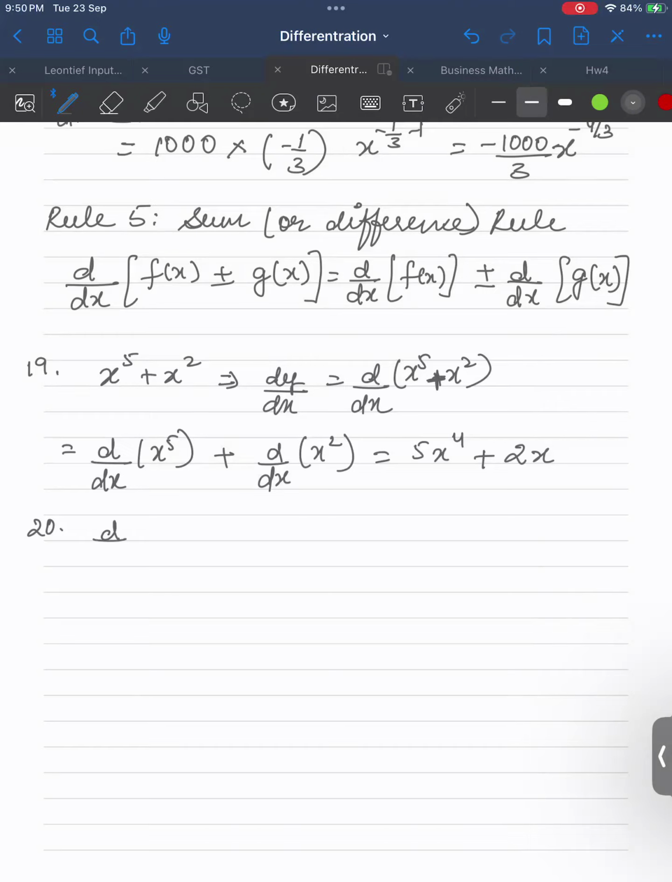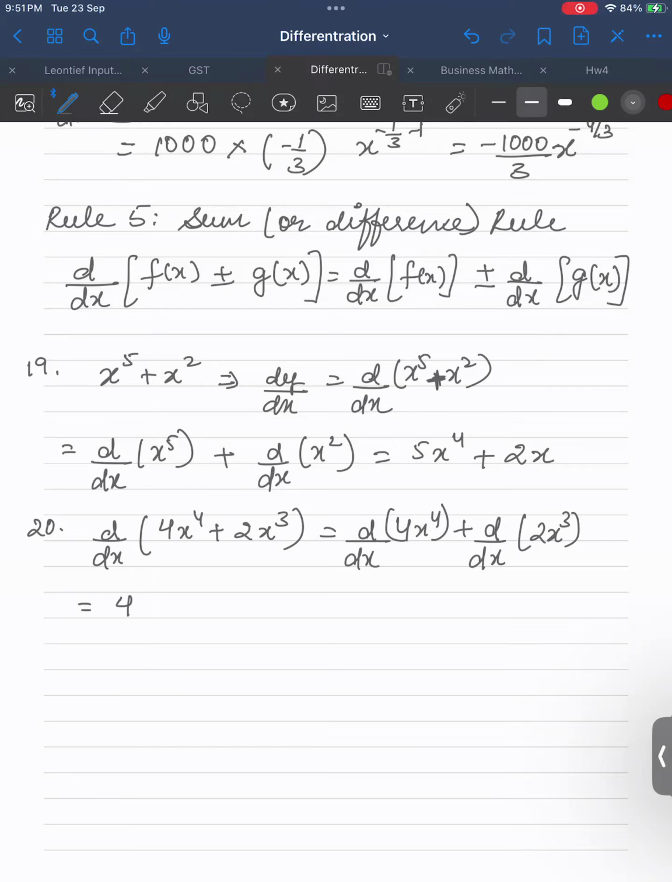Suppose dy by dx, you have to calculate for 4x power 4 plus 2x power 3. Then formula, sum rule, d by dx 4x power 4 plus d by dx 2x power 3. Okay. 4 would be outside as it is. Constant है, बाहर आ गया differentiation से. Remaining thing, x power 4 is remaining, then here it would be 4.